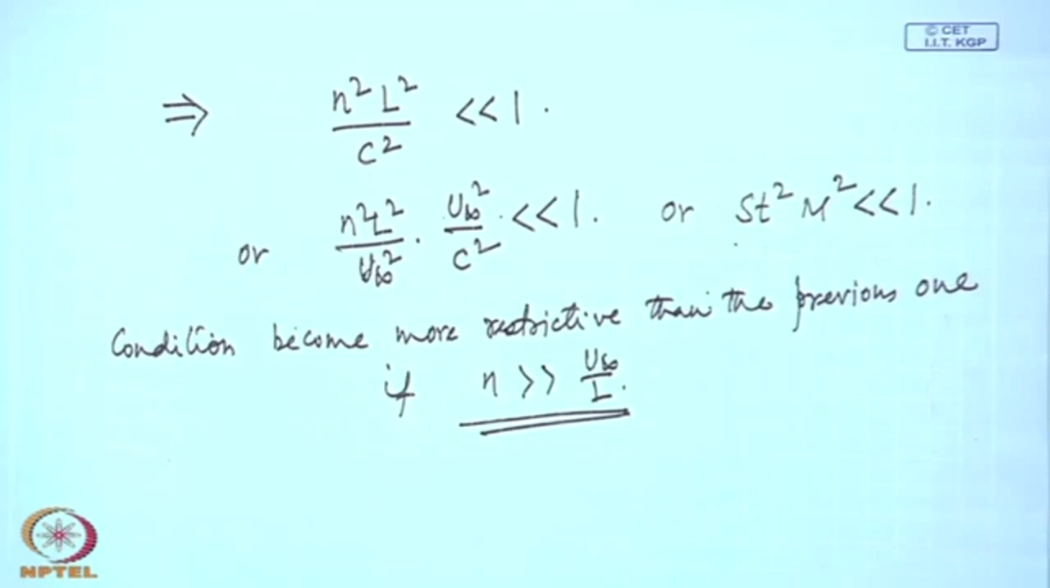So, even when the speed is very small, the flow Mach number is very small, if something is oscillating at a very high frequency, then the resulting flow needs to be considered as compressible and divergence of u equal to 0 will not be satisfied.